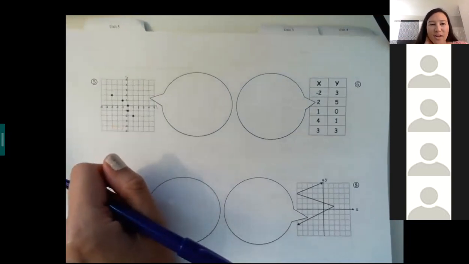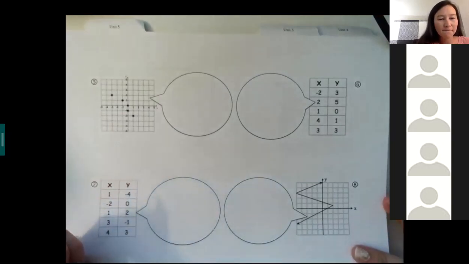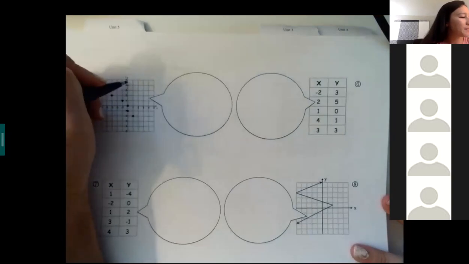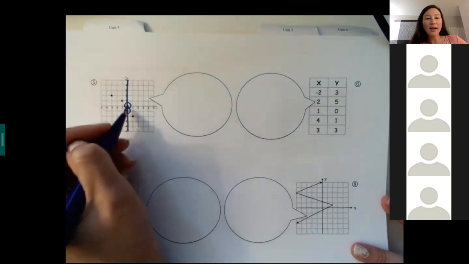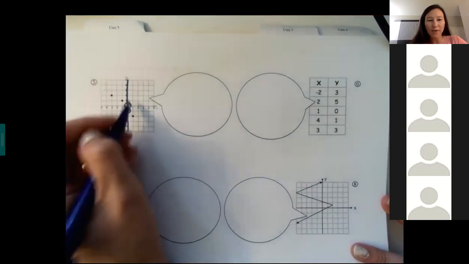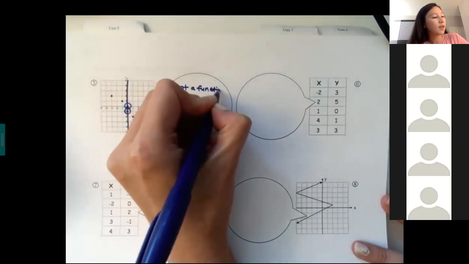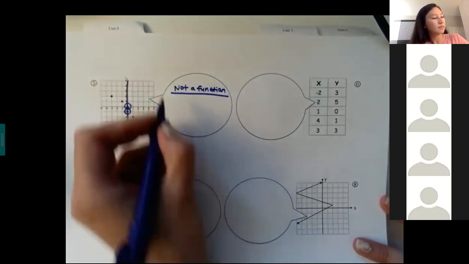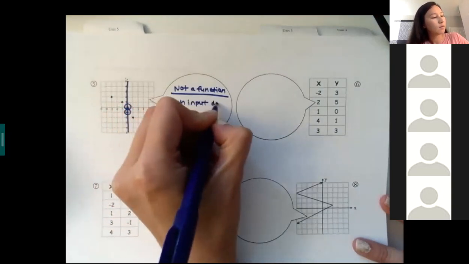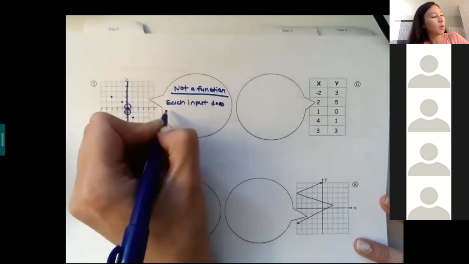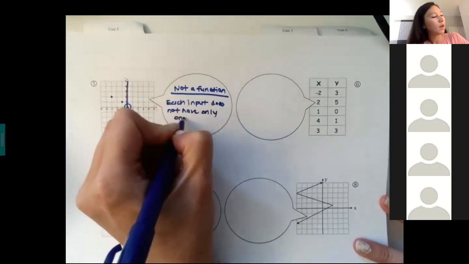Not a function. Very good. And what told you that it's not a function? Because the 2 dots in the middle of the graph are. Yep. Excellent. That right there, see how there's 2 points in that vertical line? That's exactly right, Cheyenne. Tells us it's not a function. Each input does not have only one output.